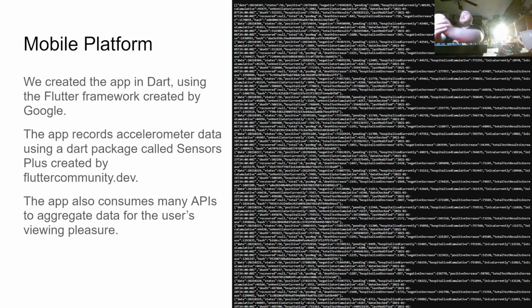As I stated previously, the app does consume many APIs in order to aggregate data for the user's viewing pleasure. And then here on the right, you can see a JSON object I think from the COVID API that we implement for the user to see the COVID news.